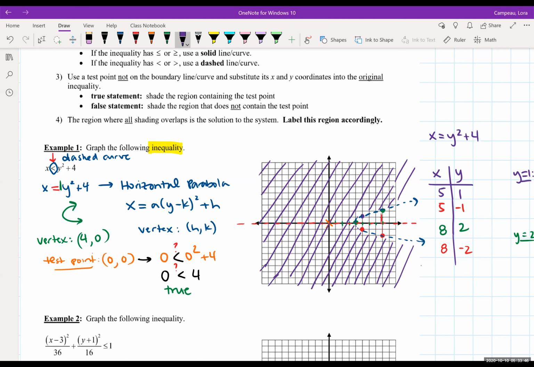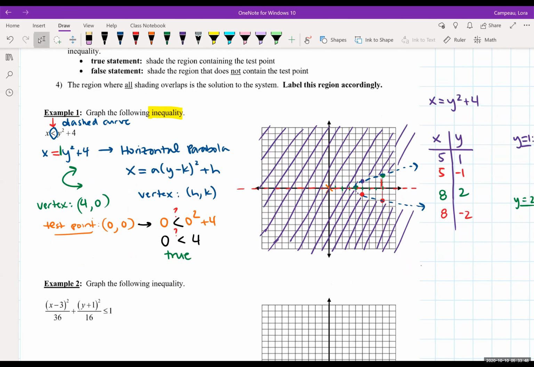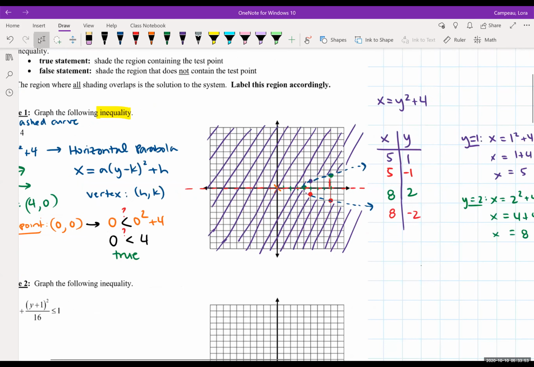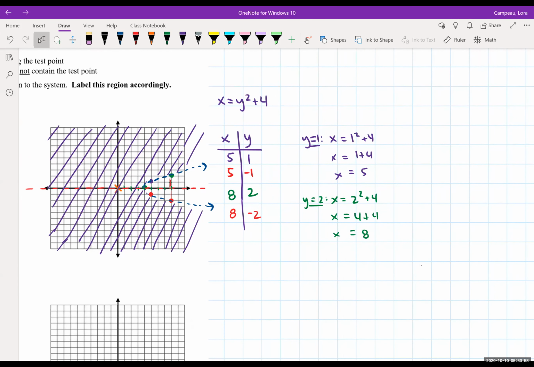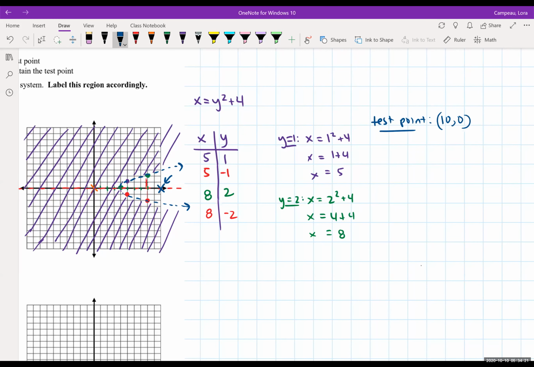One last thing I will point out, sometimes we don't pick the region that ends up being a true statement. I might want to just show you one more thing. If I were to choose a point that's in what the false region would be, that's the point that I'm not shading. So for instance, if I were to choose a point right here, that's 10, 0. So if I were to choose that test point, 10, 0, I like 10s, I like zeros.